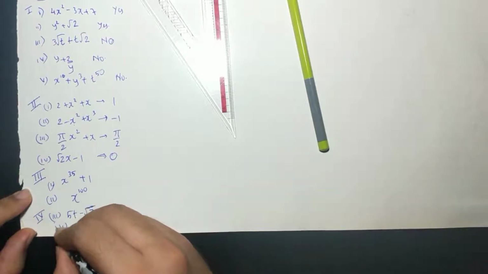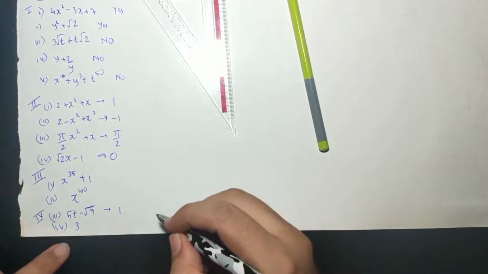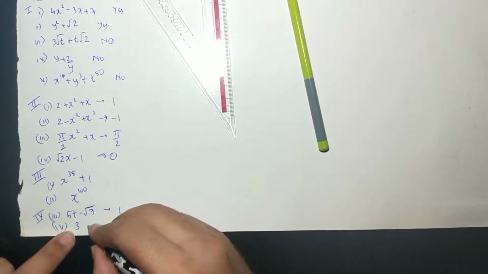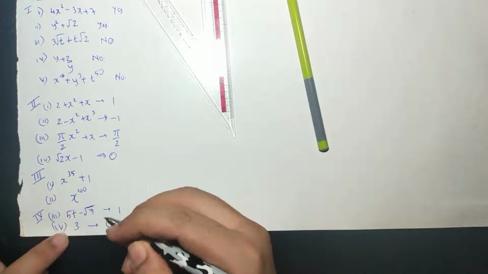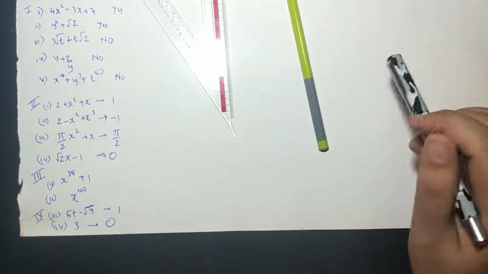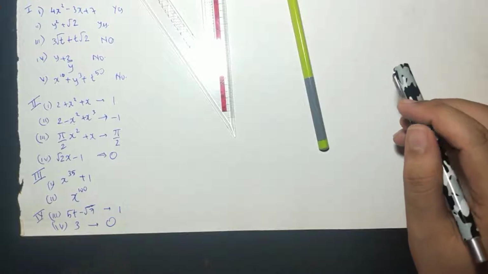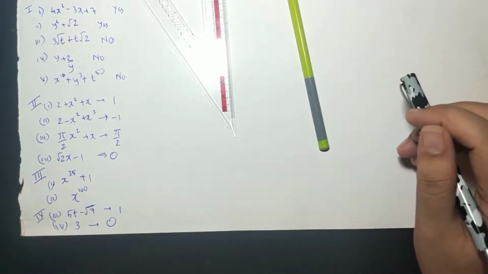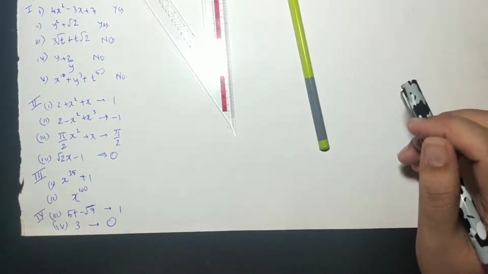And the fourth question is only 3. There is no variable over here. If there is no variable, the degree will be 0. If there is no variable, the degree of that term will be 0. That polynomial would be 0. So let us start our exercise 2.2 right now.